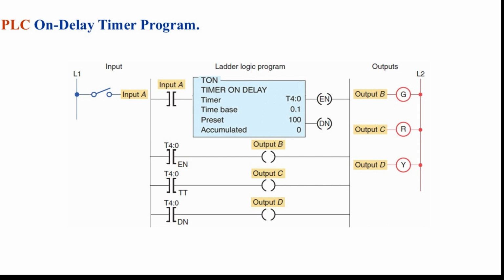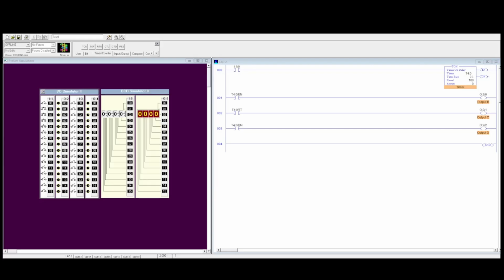Now let's simulate this circuit in Logix Pro. First, we click the timer table and select the T4 timer output for T4:0.